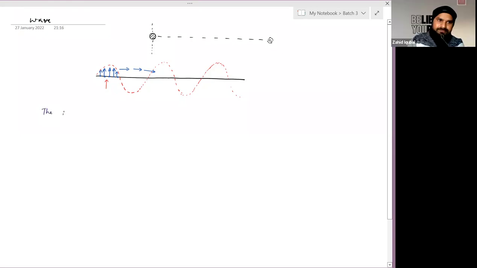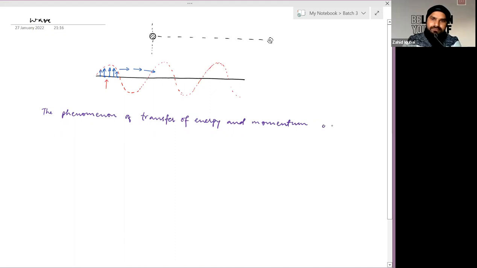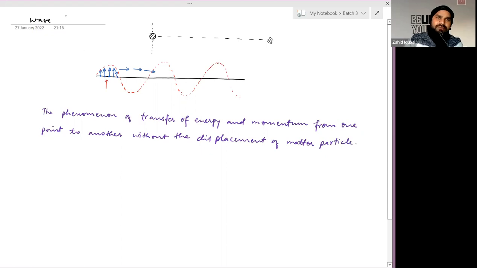So we may define wave as the phenomenon of transfer of energy and momentum from one point to another without displacement of matter particles. So this is called wave.